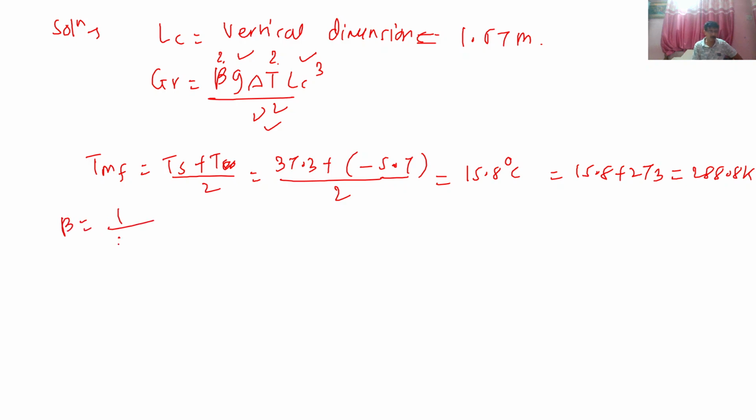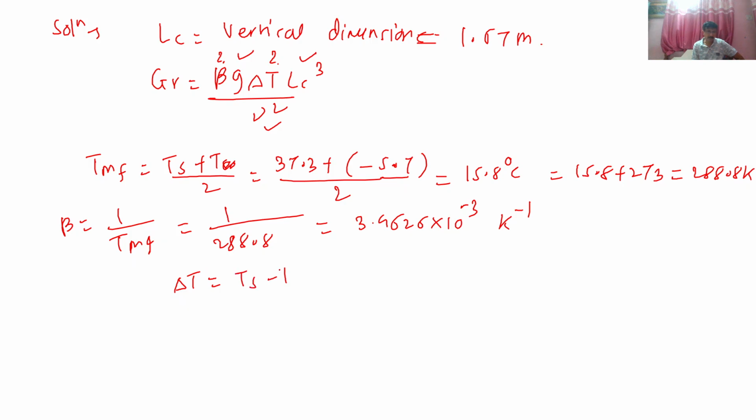So beta is equal to, the formula is 1 upon TMF in Kelvin. So 1 upon 288.8. That answer comes for beta as 3.4626 into 10 raised to minus 3. Unit is Kelvin raised to minus 1 for beta. Next, delta T. Delta T is Ts minus T infinity. What is Ts? 37.3 minus T infinity is minus 5.7. So it comes around delta T is 43 degrees Celsius. If you solve it, it comes around 43 degrees Celsius.